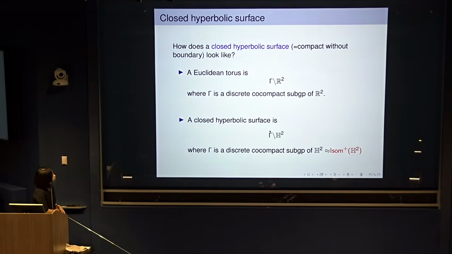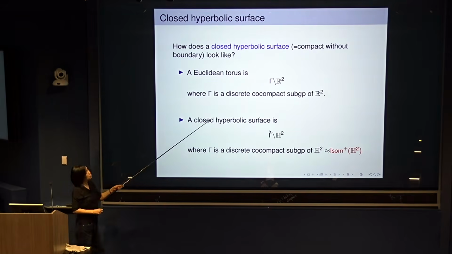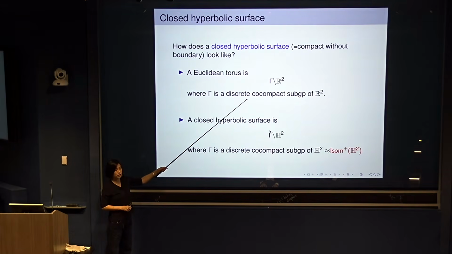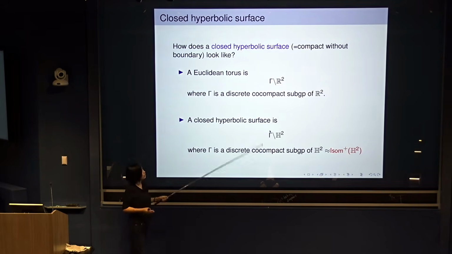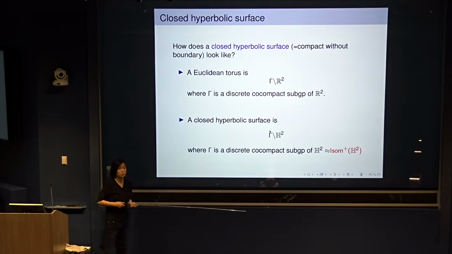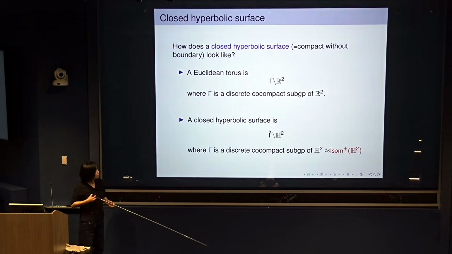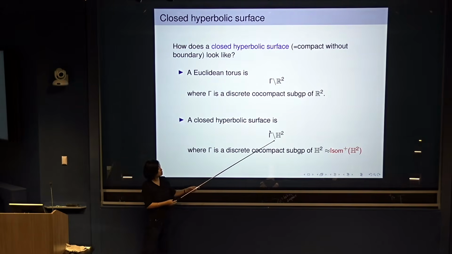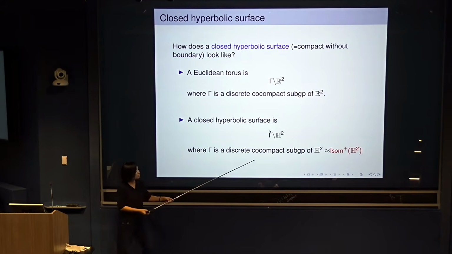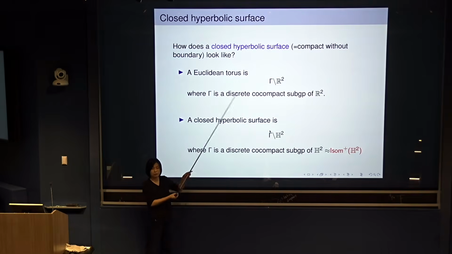So recall that the Euclidean torus was the quotient of the plane R2, the Euclidean space, divided by a discrete co-compact subgroup of R2. So this is how we obtain the Euclidean torus, right? R2 divided by Z2, or more generally, R2 divided by a discrete co-compact subgroup. So we would like to say that a closed hyperbolic surface is the quotient of the hyperbolic plane divided by a discrete co-compact subgroup of H2. So this will be very analogous to the torus case.